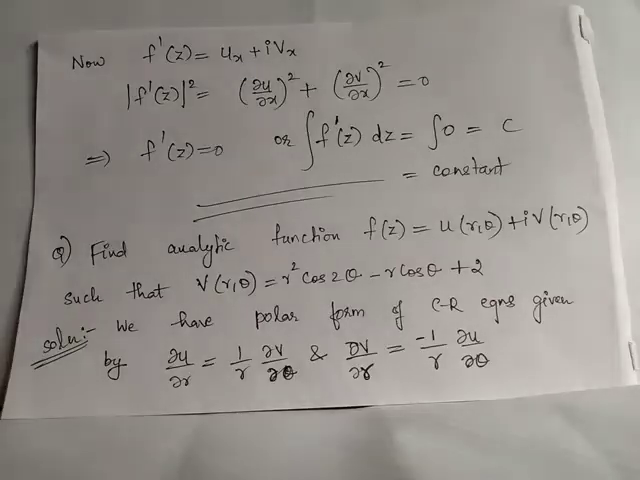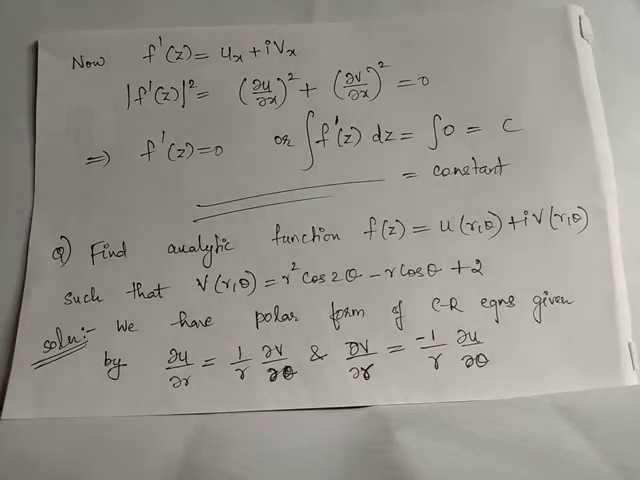Analytic function f of z equals u of r theta plus i v of r theta such that v of r theta equals r square cos 2 theta minus r cos theta plus 2. Here we have the expression of v in terms of polar coordinates r and theta. So we are looking for the analytic function f of z also in terms of polar coordinates r and theta.